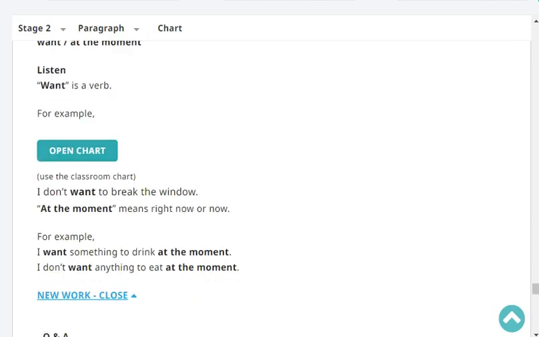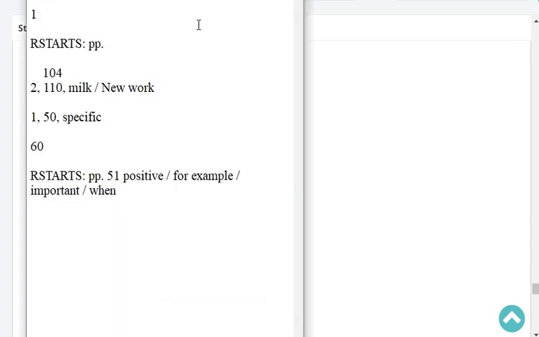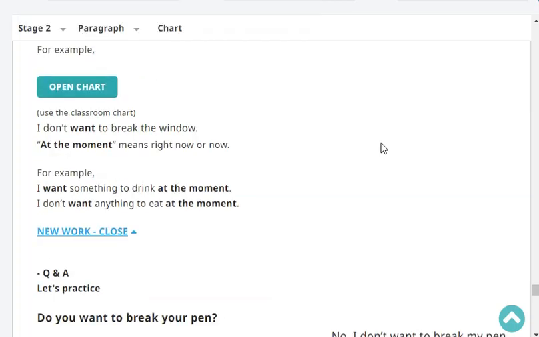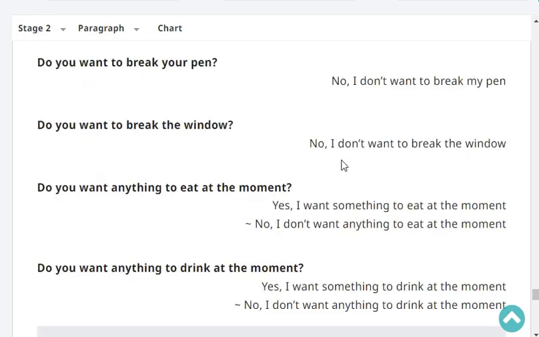Want is a verb. When we say want, it means we need it now. For example, I don't want to break the window. At the moment means right now or now. For example, I want something to drink at the moment. It means I want to drink something now. I don't want anything to eat at the moment. It means that you're full. You don't want anything to eat now.